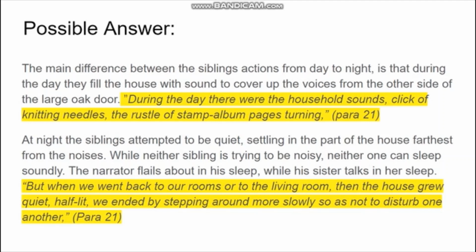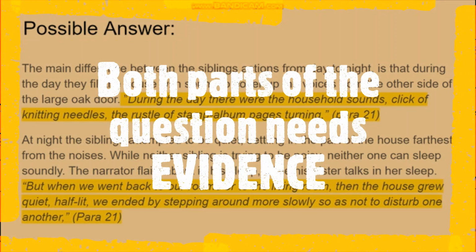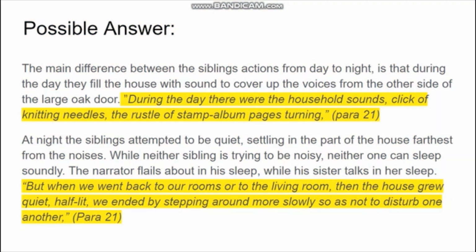Now the second part of my answer, at night the siblings attempted to be quiet, settling in the part of the house farthest from the noise. While neither sibling is trying to be noisy, neither one can sleep soundly. The narrator flails about in his sleep while his sister talks in her sleep. This answer needs to be backed up as well, or supported. So the sentence that I'm going to pull to support that answer is, "but when we went back to our rooms or to the living room, then the house grew quiet, half lit. We ended by stepping around more slowly as not to disturb one another." So this also comes from the same paragraph, but it still helps my comparison. It explains how the siblings acted different from day to night.